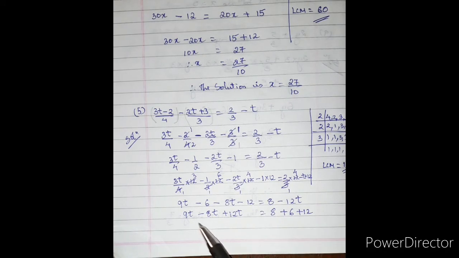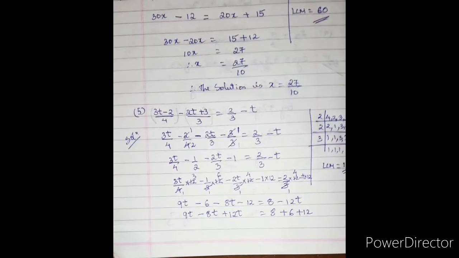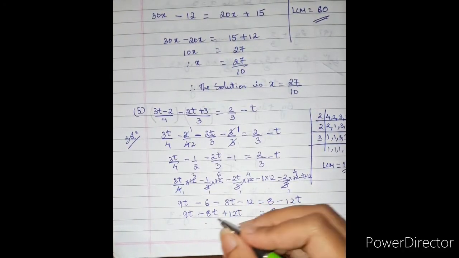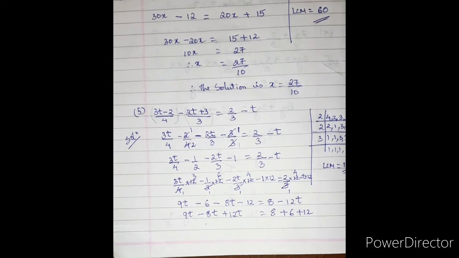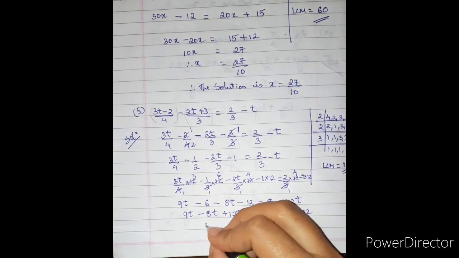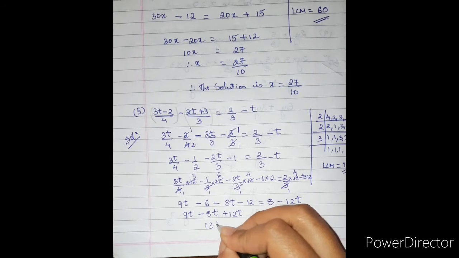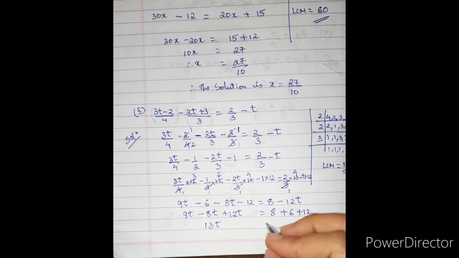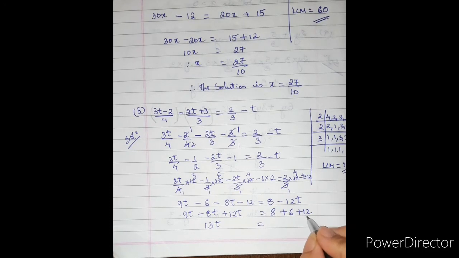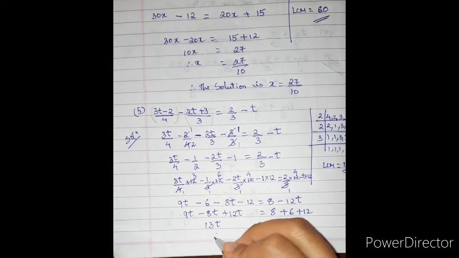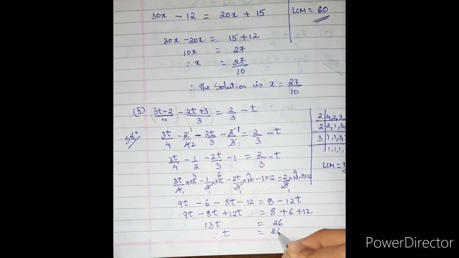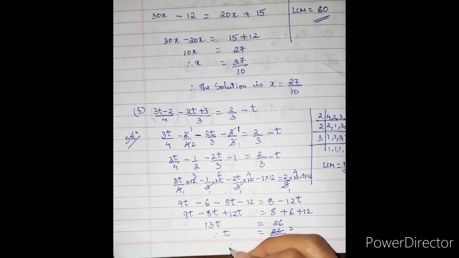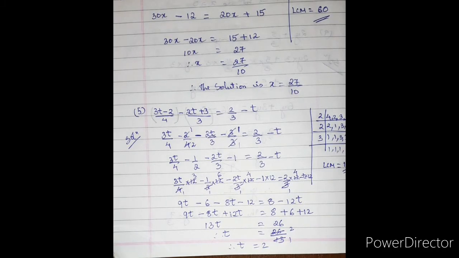Now solve. 12 plus 9 is 21 and minus 8. So it comes to 13t. Greater number sign is positive, which is equal to here 12 plus 6 plus 8 comes to 26. Therefore, t is equal to 26 upon 13. 13 ones are 13, 13 twos are 26. Therefore, our solution t is equal to 2.